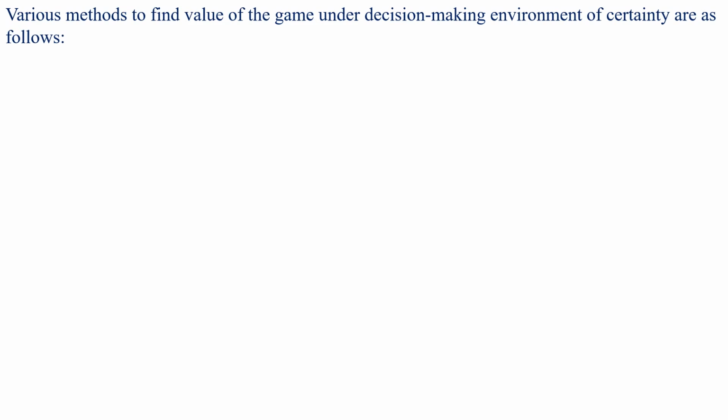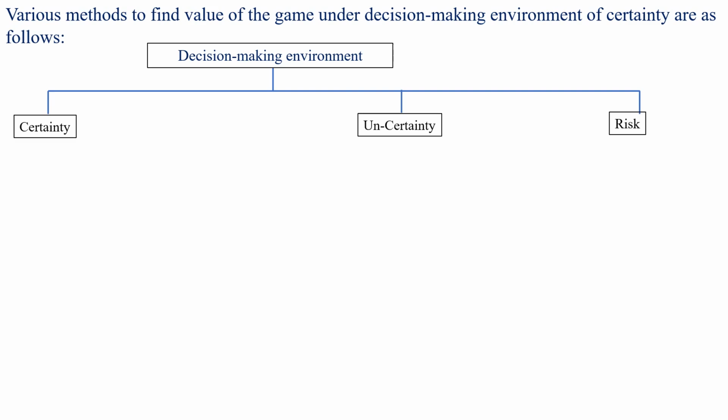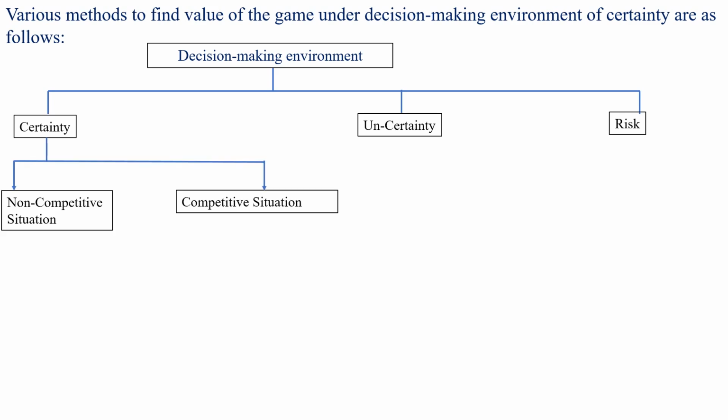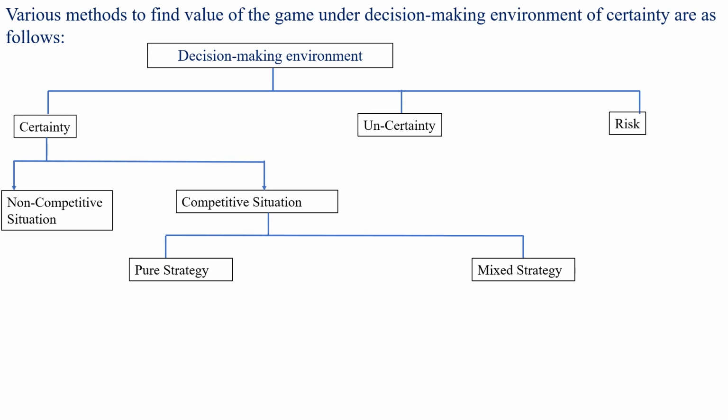There are various methods to find the value of the game under decision making environment of certainty, as follows. The decision making environment is subclassified into certainty, uncertainty and risk decision making environments. Here we are discussing the various methods to find the value of the game in the certainty environment only. And this certainty environment is subclassified into non-competitive and competitive situations. In the certainty environment and competitive situations, there are various methods to find the value of the game. First, if the game is a pure strategy game, then we apply the minimax and maximin principle to find the value of the game.